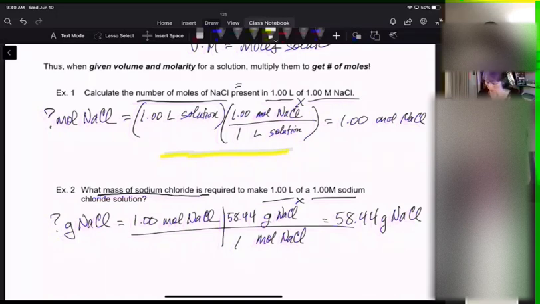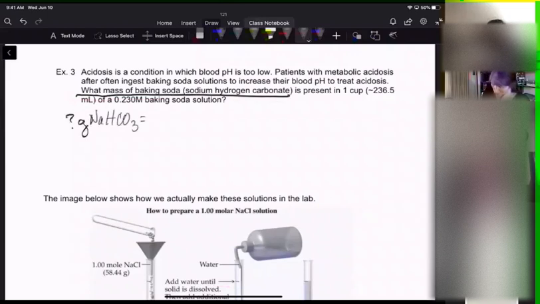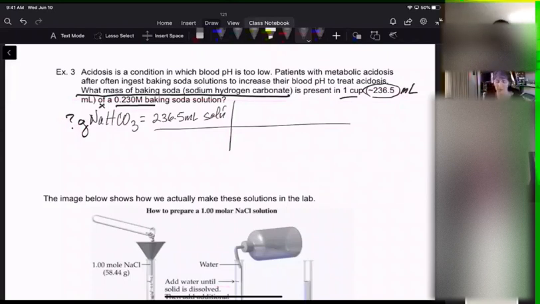So let's do a couple problems, and then we'll talk about how to prepare a solution. In this case, we're having someone drink baking soda. Not so tasty, but it helps with the condition acidosis. So we want to know what mass of baking soda is present in 1 cup. So let's just go ahead and use the milliliters here. Milliliters of solution. And then here's the of, we're going to multiply times that molarity. So write that molarity out with units, moles on the top and liters on the bottom.